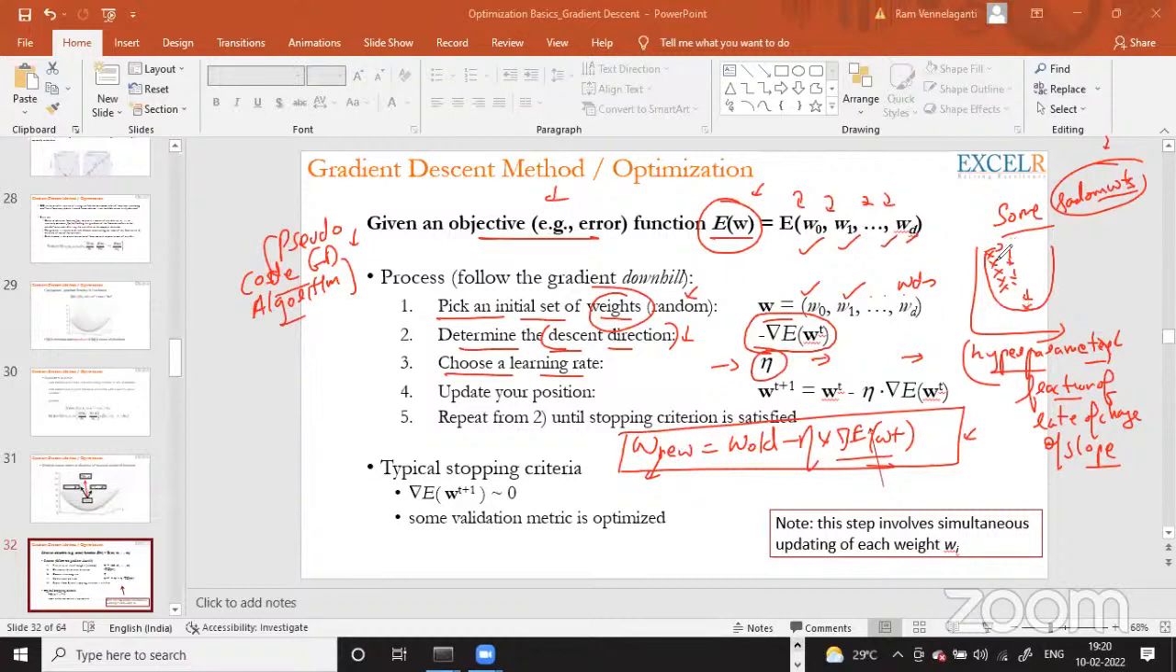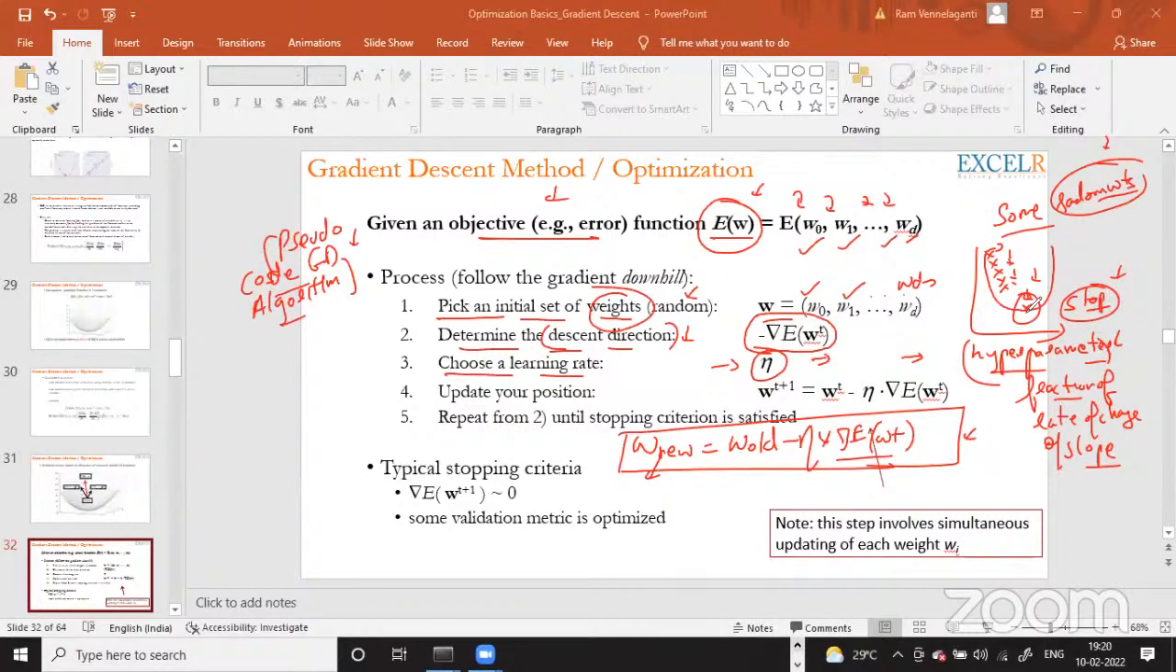So you have to keep on updating your weight values. You have to keep on experimenting with different values of your coefficients or parameters. And then at this point, when you reach the minimum value here, what is it you're going to do? You have to stop updating your weights.